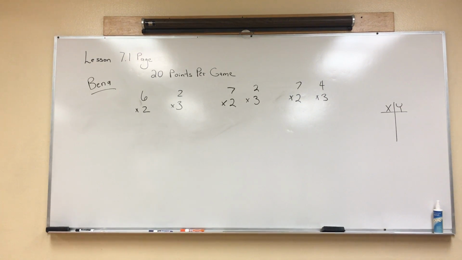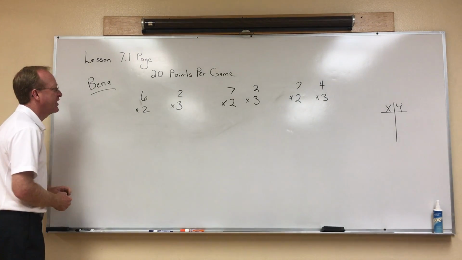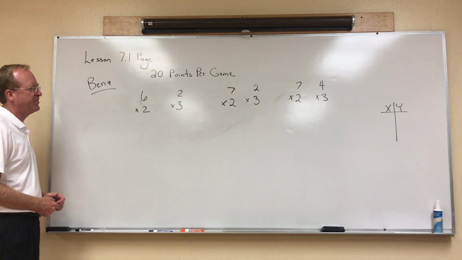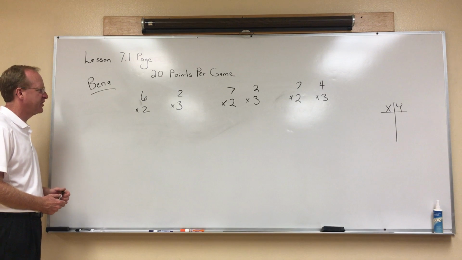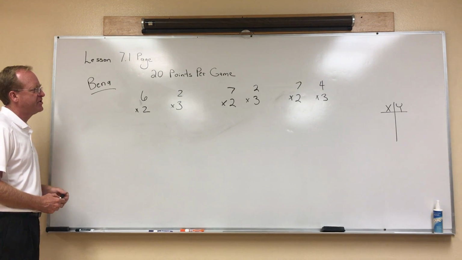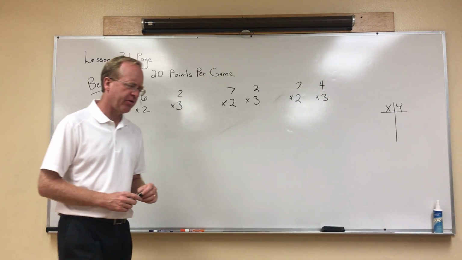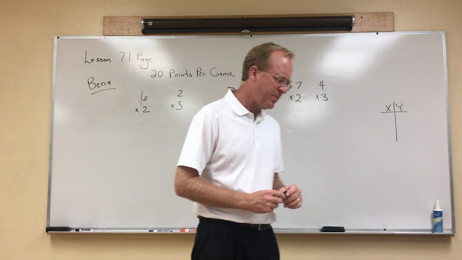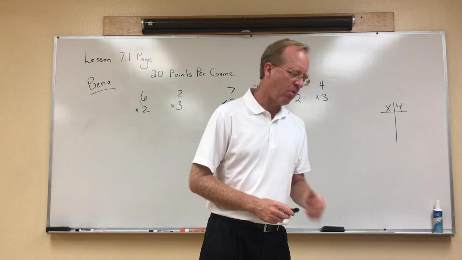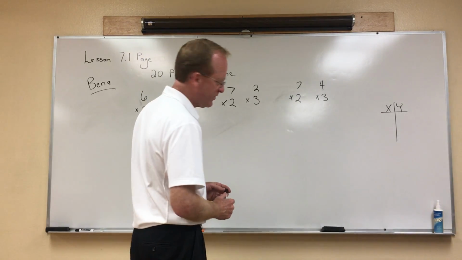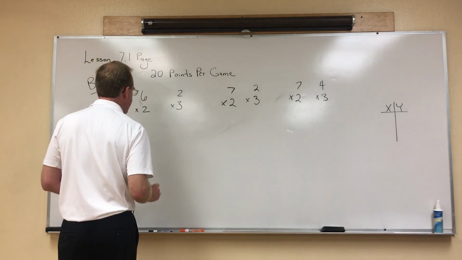Okay, we're on 7.1 and we have a problem. The problem is this gal, Vanna, is supposed to score 20 points per game. And she can take 2-point shots, so she can take 3-point shots from downtown if she's so inclined. The deal is though, she has to get 20 points per game. Now, the way the problem is worded, be careful, it says 20 points, not 20 points or more, it's 20 points. Okay, so let's see what happens here. Just keep that in the back of your mind.